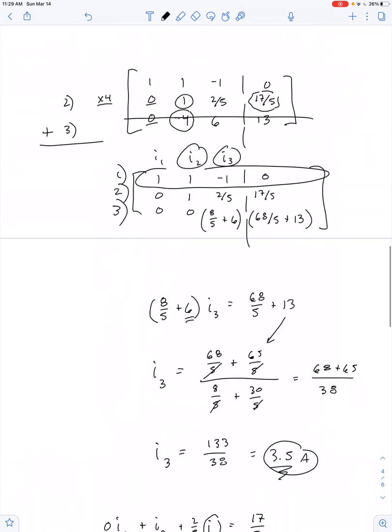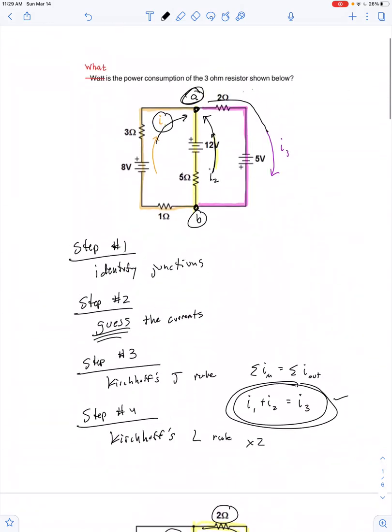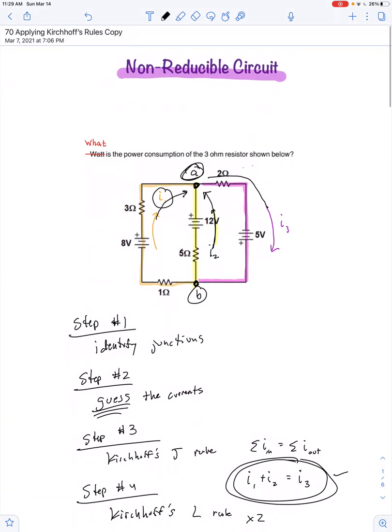By the way, the original question here was not to find the current everywhere, but to find the power consumption of the 3 ohm resistor. Well, the trick to answering any question you can be given about an electrical circuit is to find the currents everywhere. Because once I know the current, I can easily solve for power, right? I know the current through the 3 ohm resistor is I1, 1.5 amps. So if I want to find power, I have 3 equations to choose from: current times voltage, current squared times resistance, or voltage squared divided by resistance.